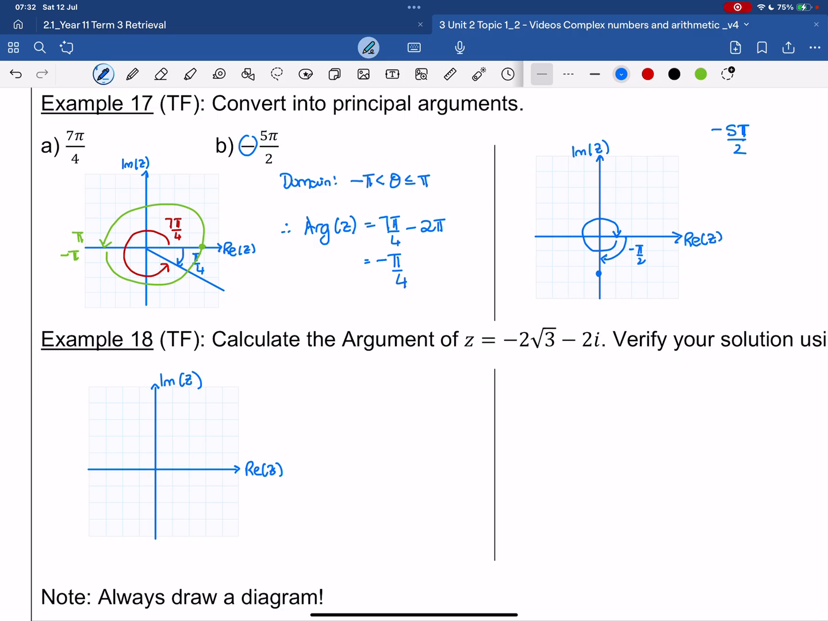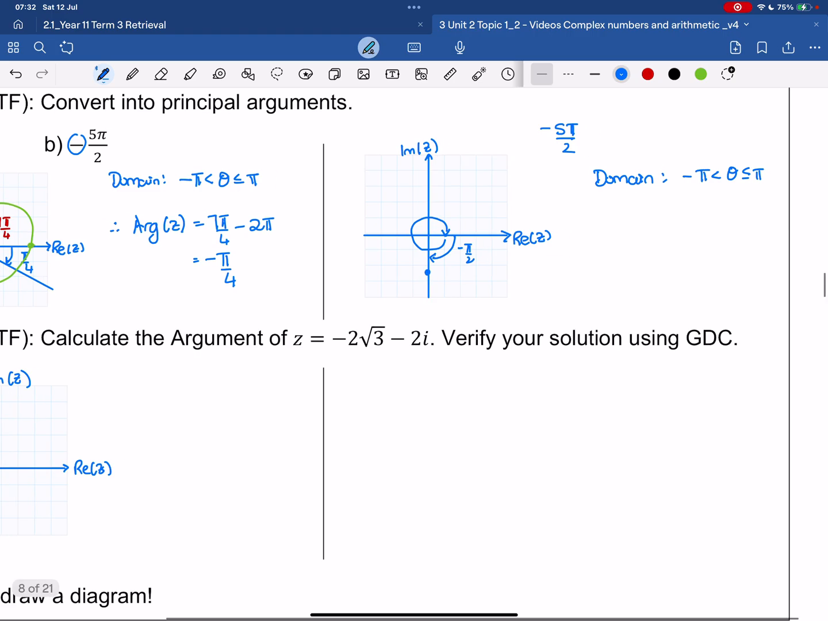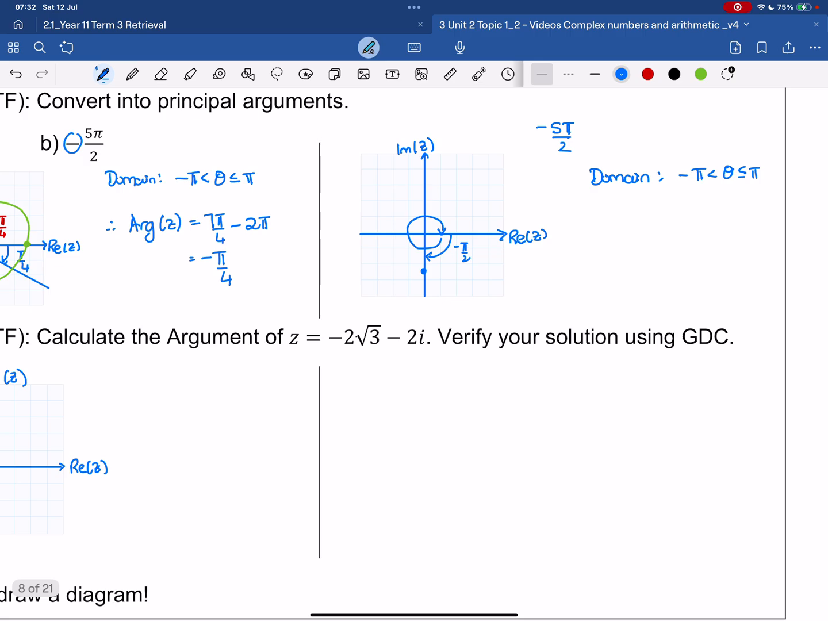Now I need to say to myself, well, in my domain for a principal argument, it's going to be negative pi to positive pi, and that means I'm going to have negative 5 pi on 2 plus 2 pi. So my argument is negative 5 pi on 2 plus 2 pi. And obviously you can just keep on adding multiples of 2 pi until you get something in the domain that you're looking for, which is negative pi on 2.